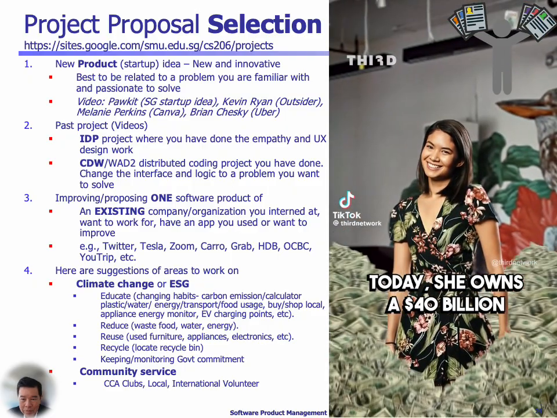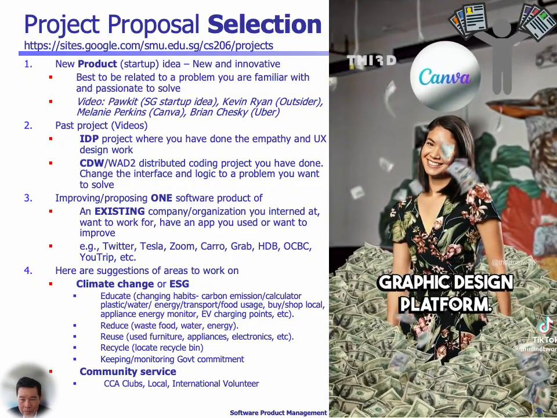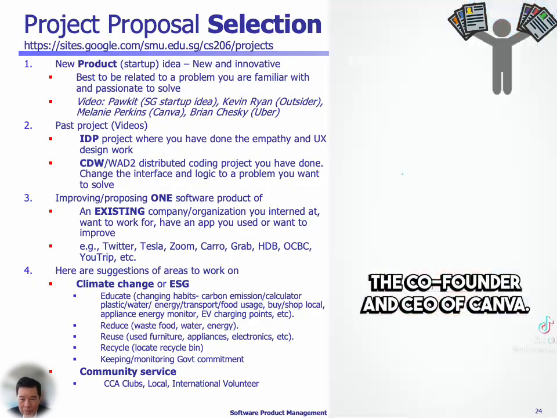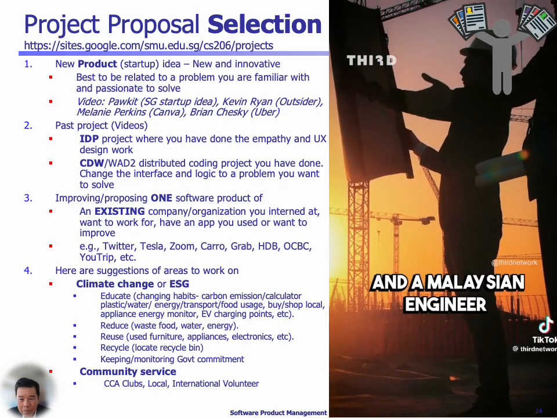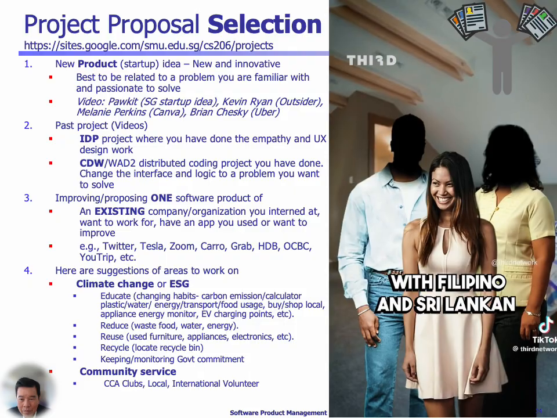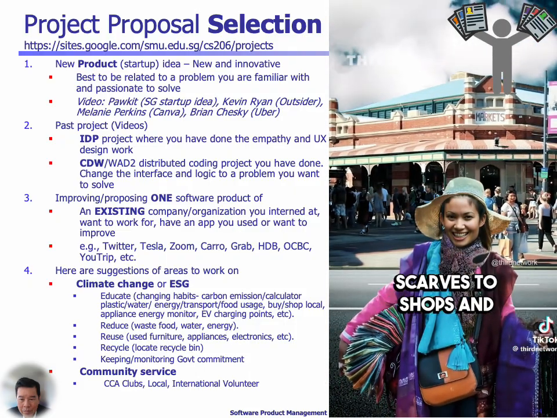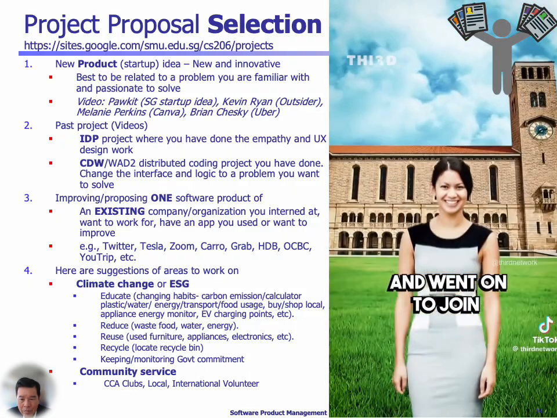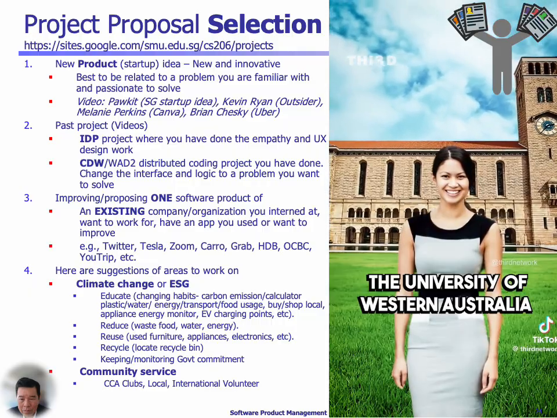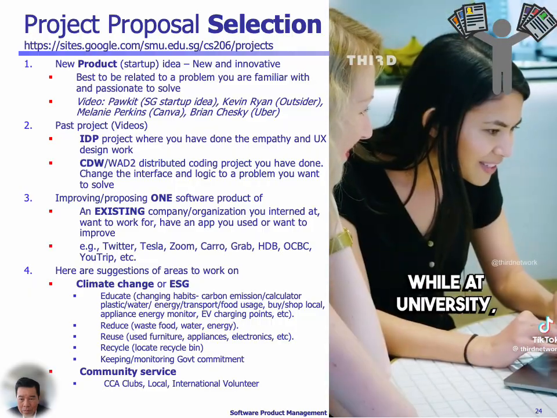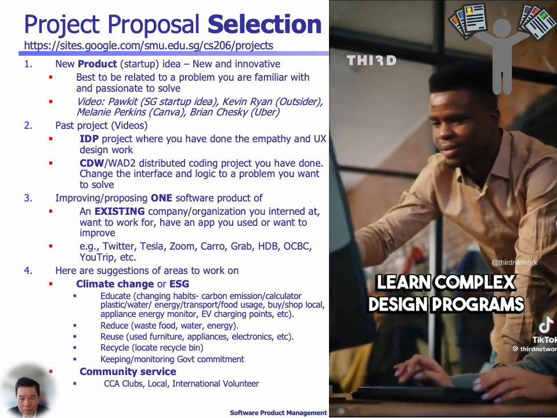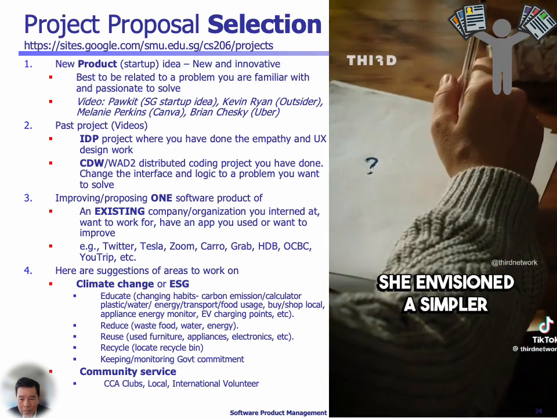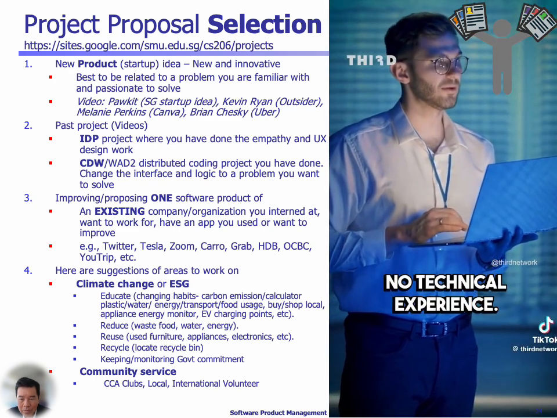Today, she owns a $40 billion graphic design platform. Meet Melanie Perkins, the co-founder and CEO of Canva. Melanie was born to an Australian teacher and a Malaysian engineer with Filipino and Sri Lankan roots. At 14, she sold handmade scarves to shops and markets in Perth and went on to join the University of Western Australia while teaching design software. While at university, Melanie noticed how difficult it was for students to learn complex design programs like Photoshop. She envisioned a simpler solution that would require no technical experience.